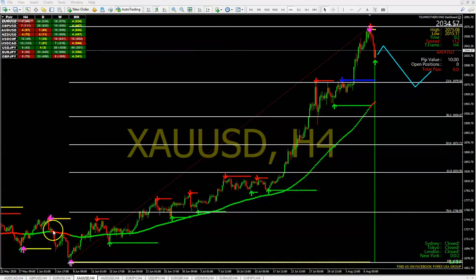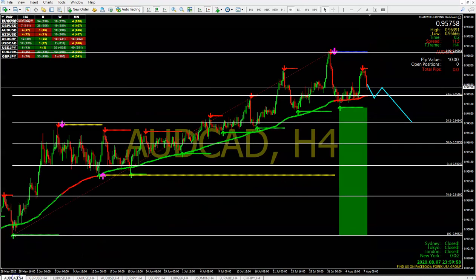Let me leave gold to the end because I don't want you to pay attention to gold yet. We are going to start with our AUD Canadian dollar. Pay attention to what AUD Canadian dollar is telling us. This is what I love about this system, guys. Look at here, brothers and sisters. Boom! It triggered a signal. Look at this gorgeous continuation of the sell here.